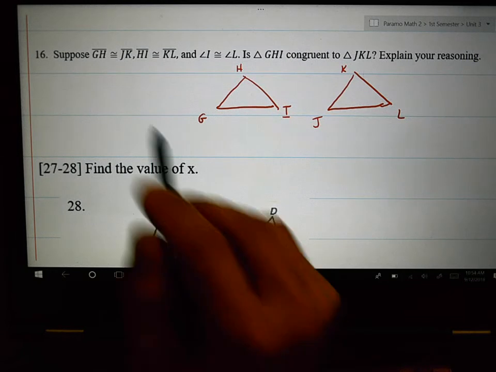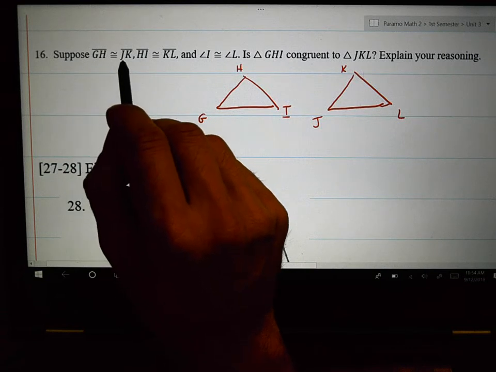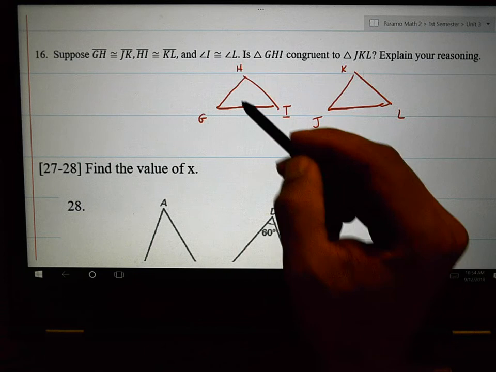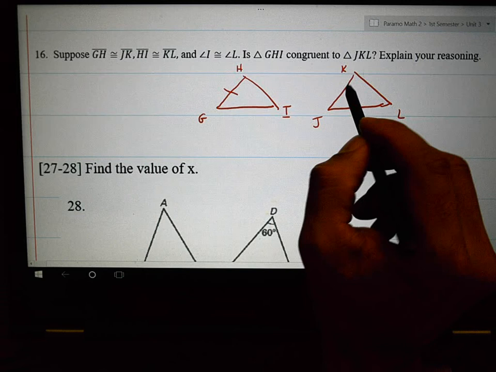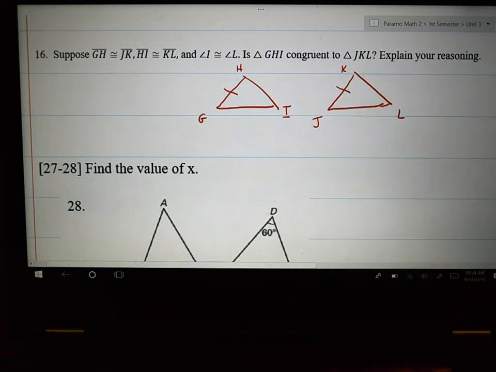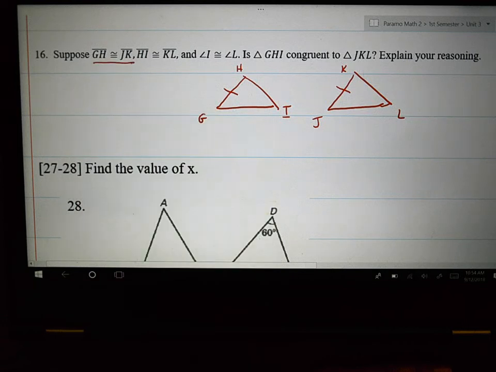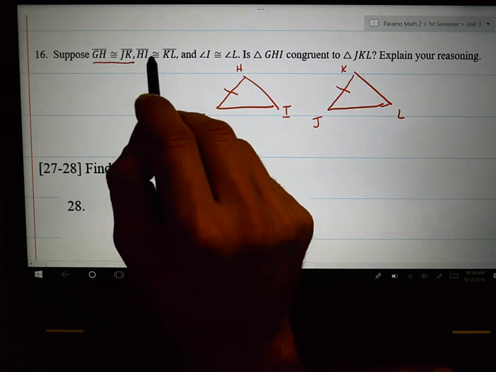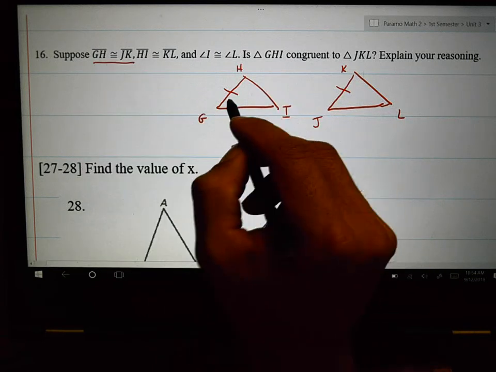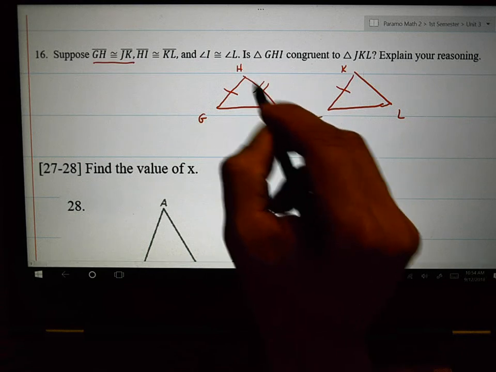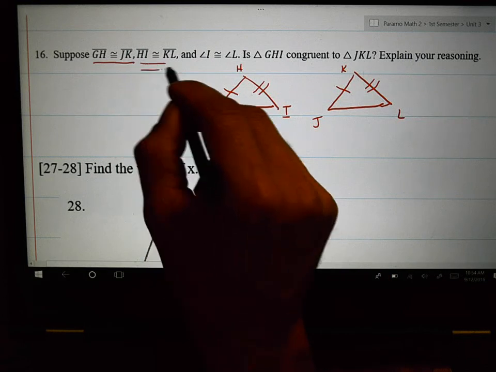It says, suppose GH, segment or side GH, is congruent to segment JK. Here's segment GH. Suppose this side is congruent to this side. You can add your congruency marks to your picture. We've just done that first statement. It also says that HI is congruent to KL. Don't use a single this time because it's different. We don't ever use the same. Because it may be different, we put a double and a double. HI congruent to KL.